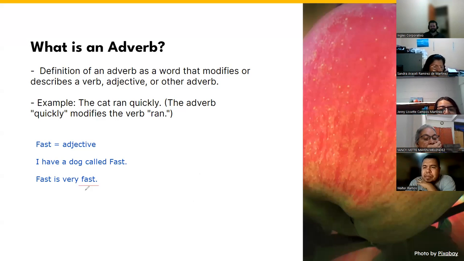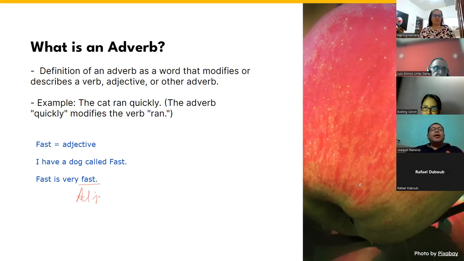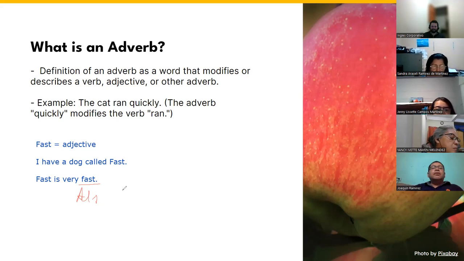Some people say this is an adjective, this is a noun, this is an adverb. Okay, so guys, this is an adjective. Why is it an adjective? Because it describes a noun. It's describing fast, right? My dog. Fast is my dog. Remember, so it's describing fast. Fast is a noun, right? No. So this is an adjective because it's describing the noun.